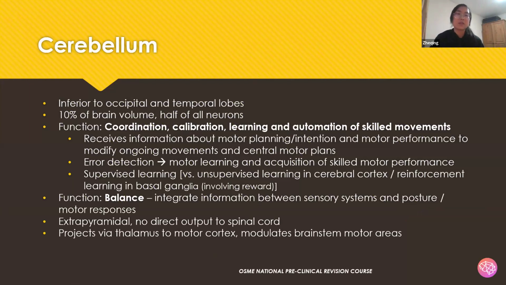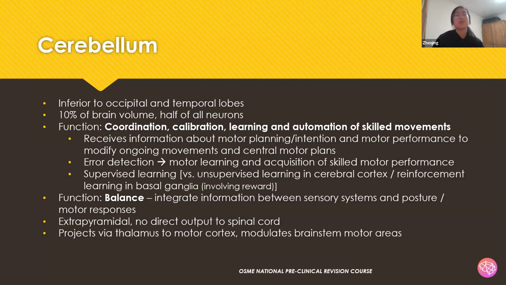So the cerebellum is this structure where we talk about being inferior and posterior in the brain, and it's inferior to the occipital and temporal lobes. It takes up 10% of the brain volume but half of all neurons, which is why it has such an important function. Mainly coordination, calibration, learning, and automation of skilled movements. An important differentiation between the cerebellum and the basal ganglia, I think, is that the cerebellum is more involved in motor learning. And also it has some functions in balance as well.